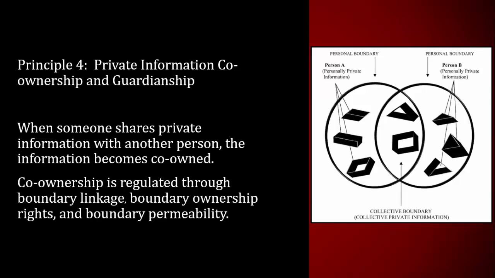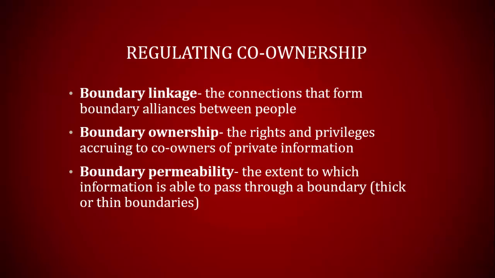Co-ownership is regulated through boundary linkage, boundary ownership rights, and boundary permeability. I'll define those 3 terms on the following slide. Boundary linkage is the connections that form boundary alliances between people. For example, when I tell someone my private information, we are linked in a privacy boundary.